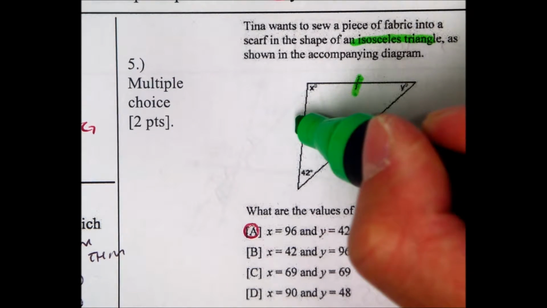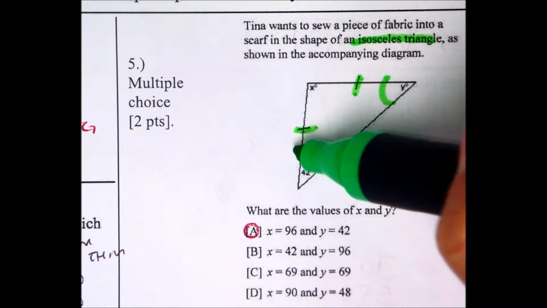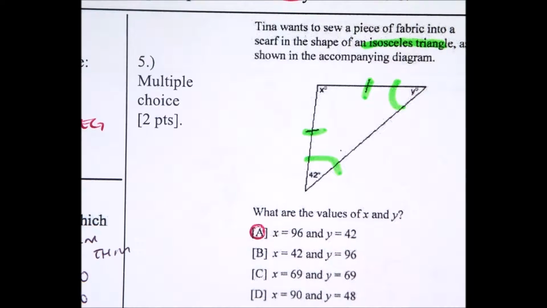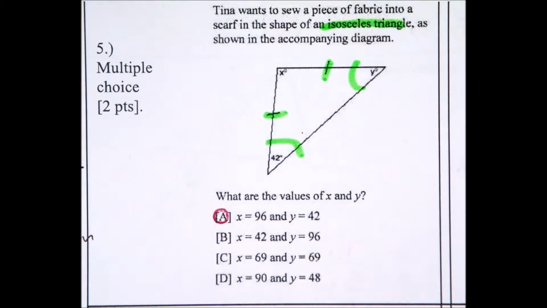So I already have these two. Remember, going opposite of these, the angles should also be congruent. So if this is 42 degrees, what do you think y is going to be? 42. Let's write that.